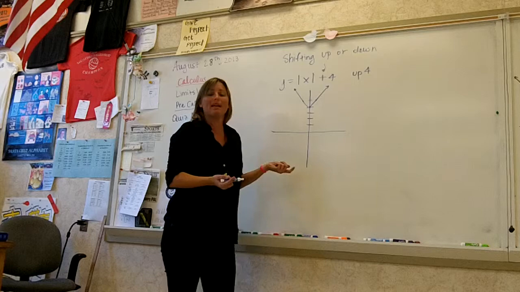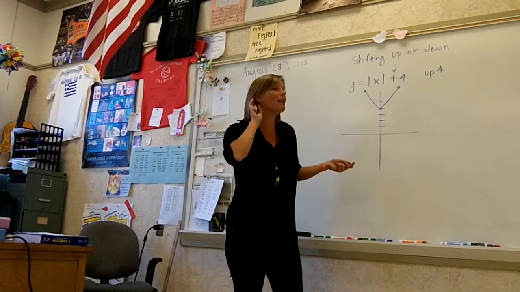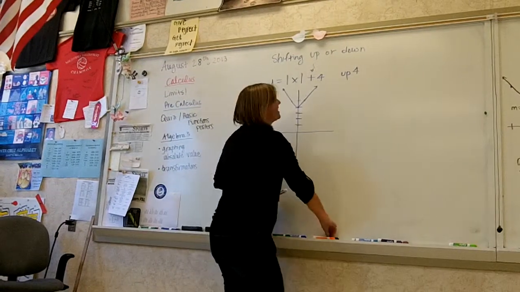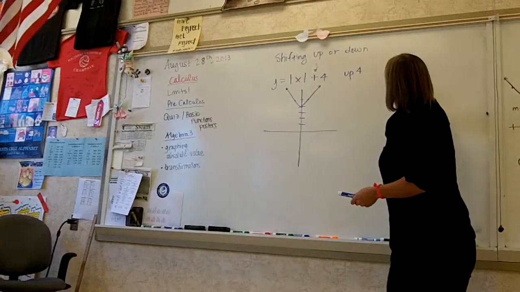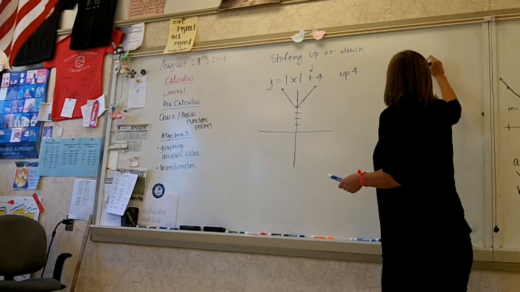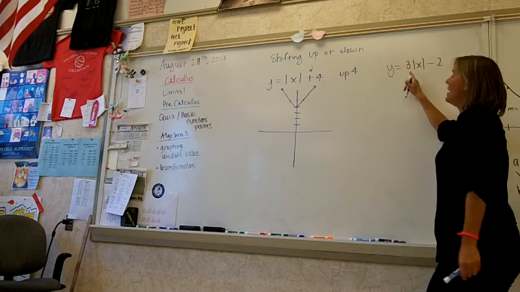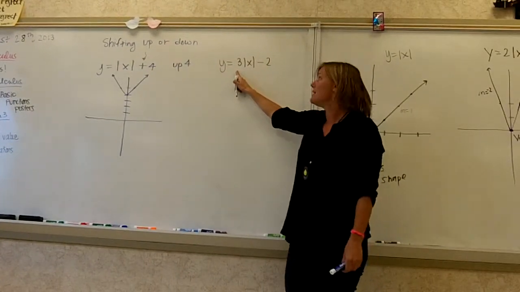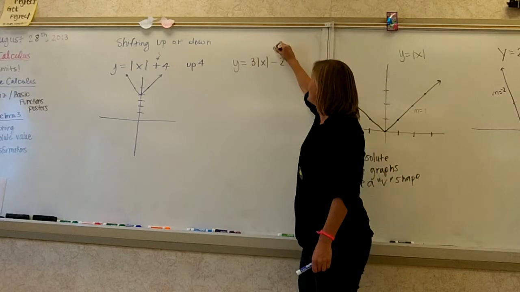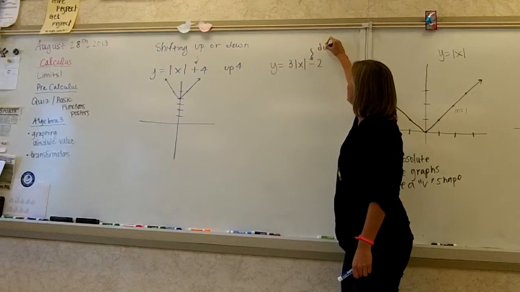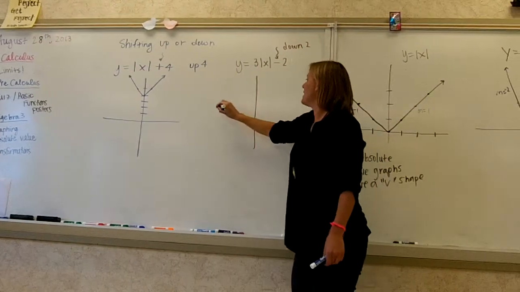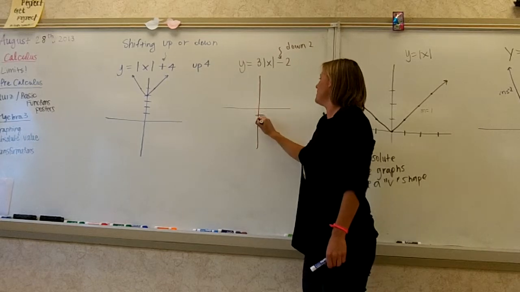So what do you think you do to make it move down? What? I can't hear you. All right. So if I want to move something down, let's try this. Y is equal to 3 times the absolute value of x minus 2. So now this 3 in the front here still stands for slope, so I'm going to have a slope of 3, but this minus sign means that it's going to go down 2. So that means that the vertex is going to be shifted down 2.